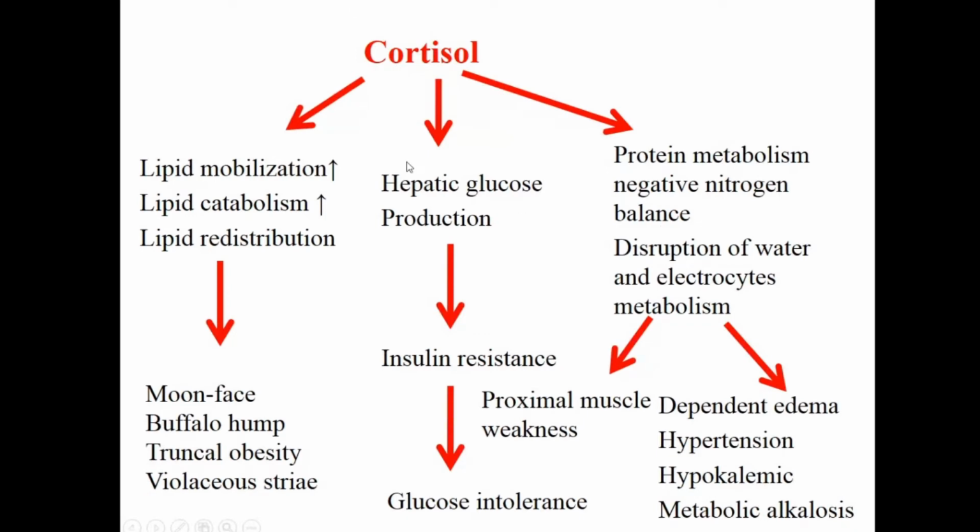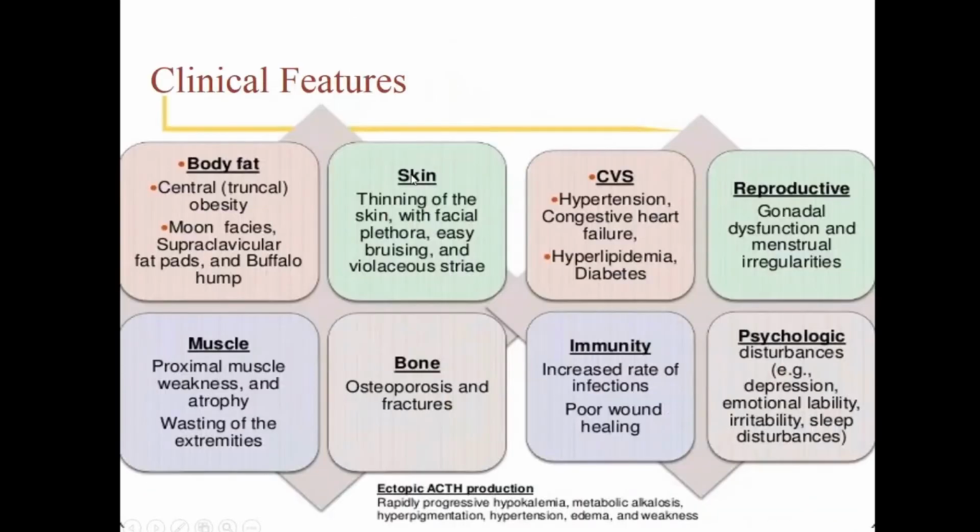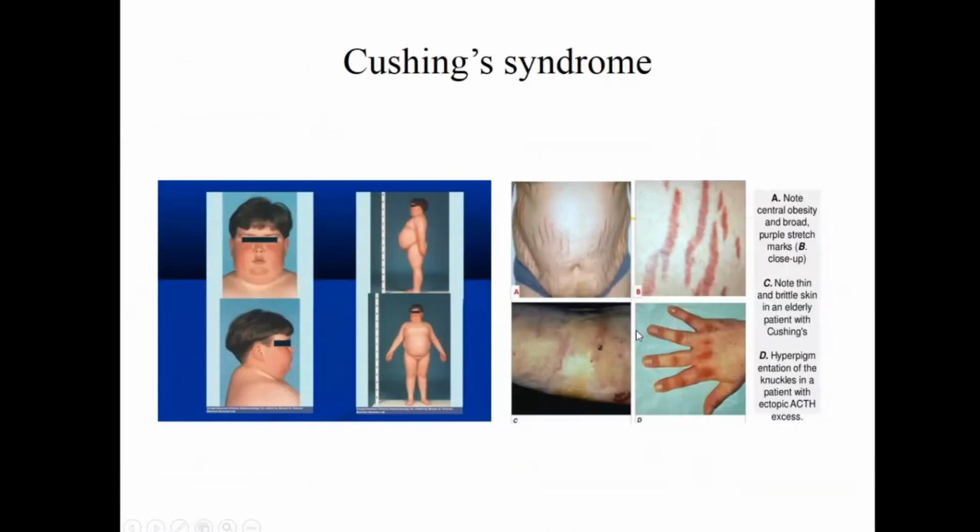So in short, we have these. Again, the clinical features: let's talk about body fat, skin, CVS, reproductive, psychological, immunity, bone, and all this, which I have already mentioned to you, okay, so we'll not proceed further.